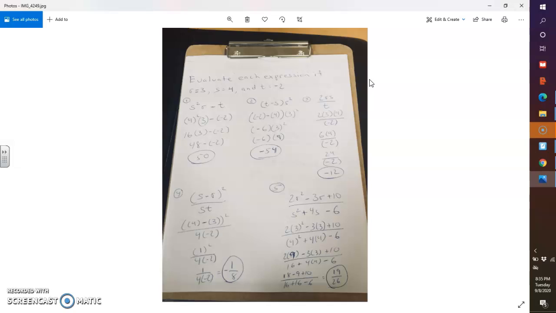-3 times 3 is -9 plus 10, and then on the bottom, 4 squared is 16, 4 times 4 is 16, minus 6. And when you clean it all up, 18 minus 9 plus 10 is 19, and 16 plus 16 minus 6 is 26, and my answer is 19 over 26.